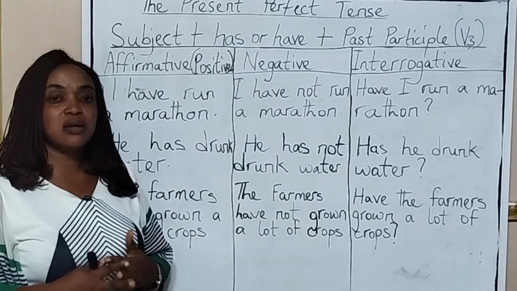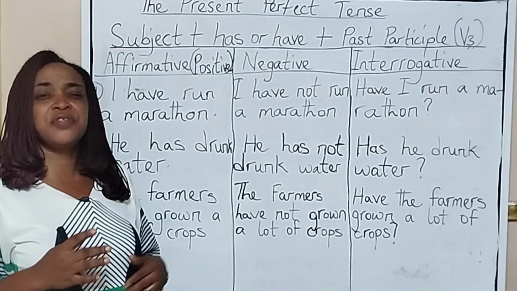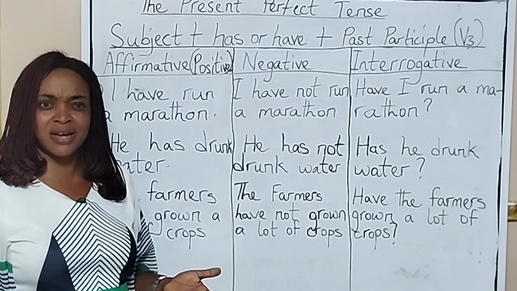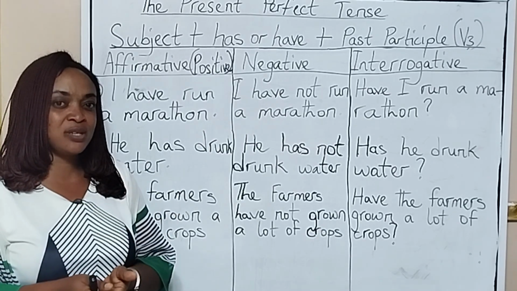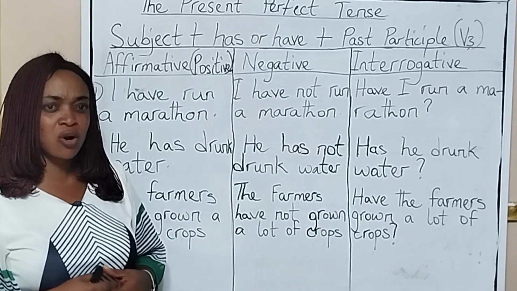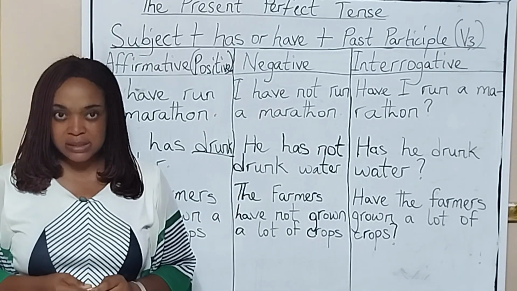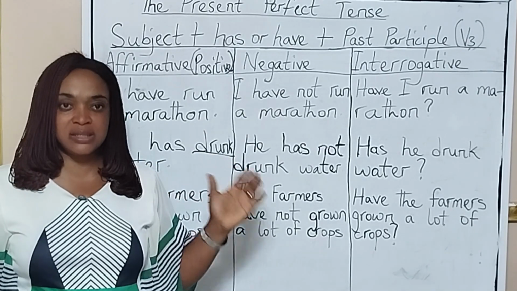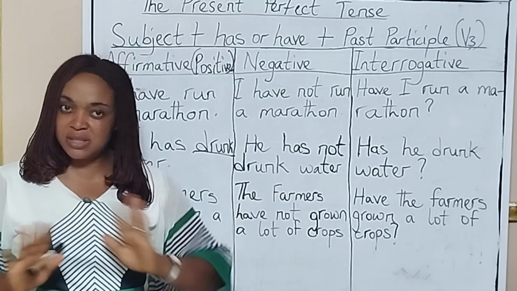He has drunk water. Some people think that it is not correct to say he has drunk water. But I want to put it to you today. It is correct to say drunk. You don't say drank here; drank is the simple past tense. If you're confused, now listen to this. I drank water, simple past tense.